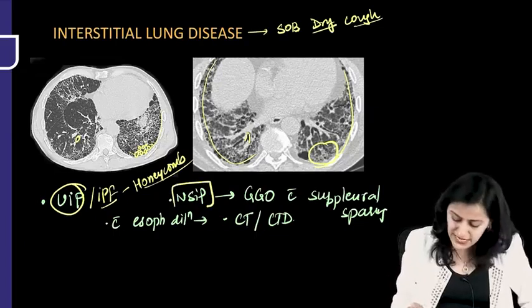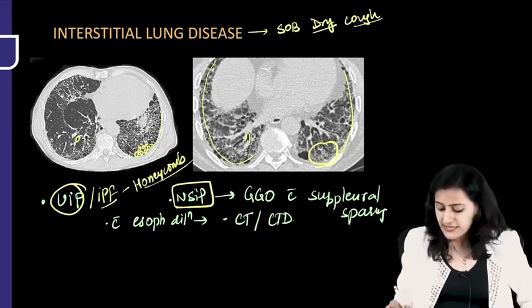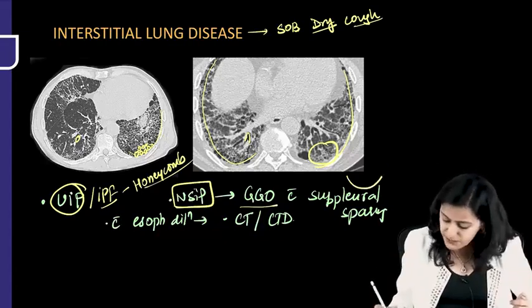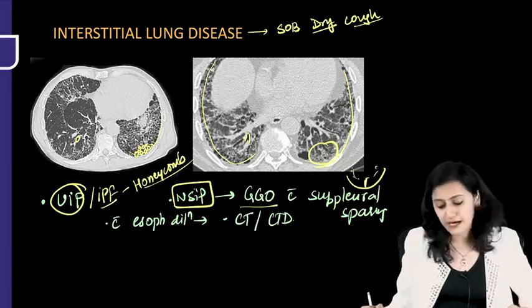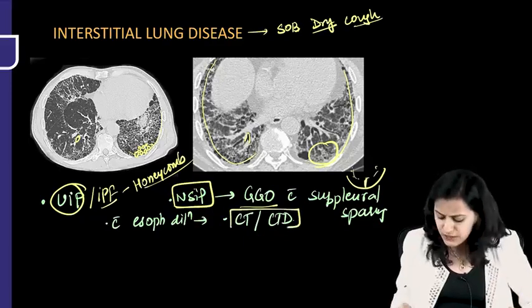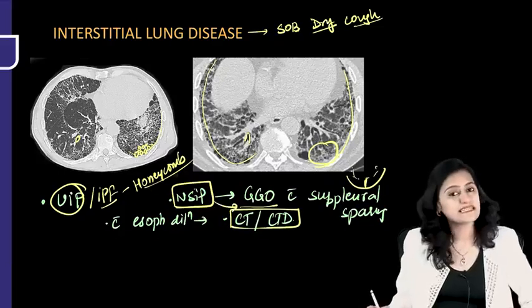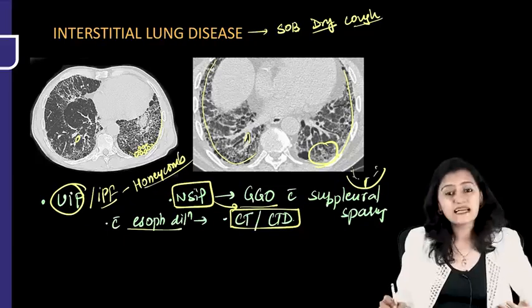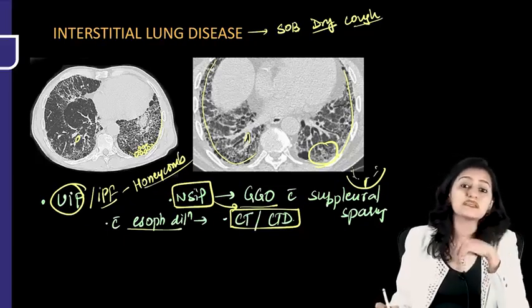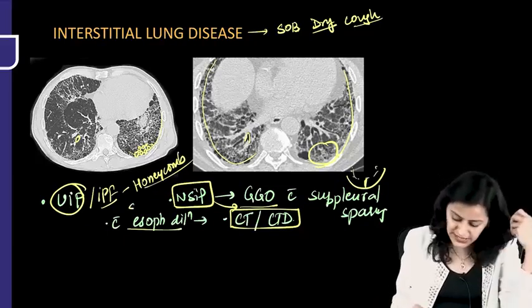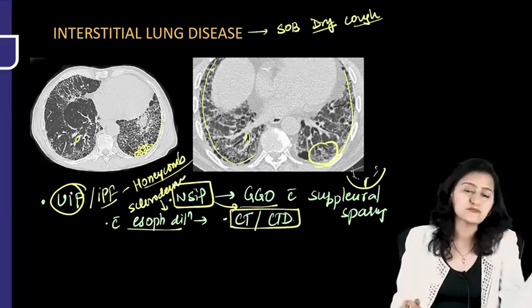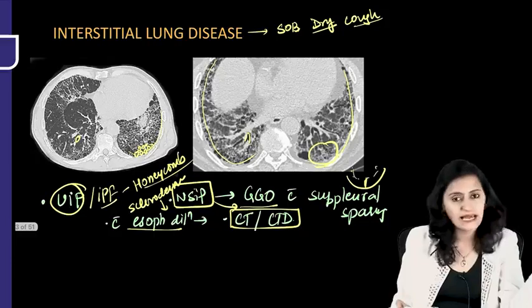Versus the NSIP pattern, which has ground glass opacities, but with subpleural sparing. So you will have the ground glass, but the subpleural area will be spared. And generally with chemotherapy and connective tissue disorders, NSIP is what is more commonly associated. Which is that condition where you have NSIP with esophageal dilatation? That is scleroderma. Scleroderma causes esophageal dysmotility. It can cause esophageal dilatation.